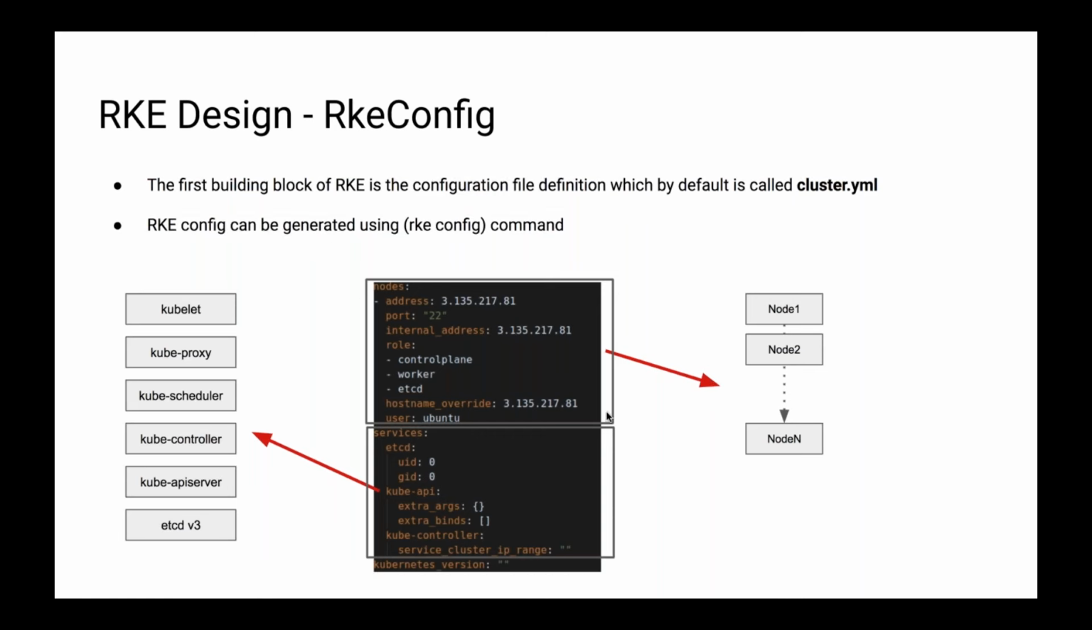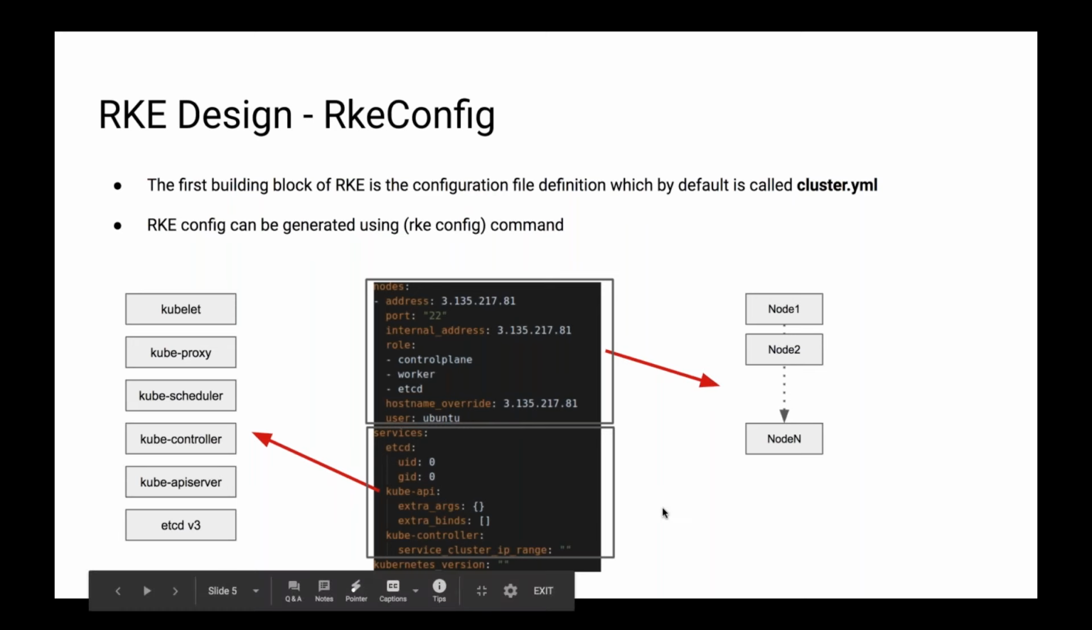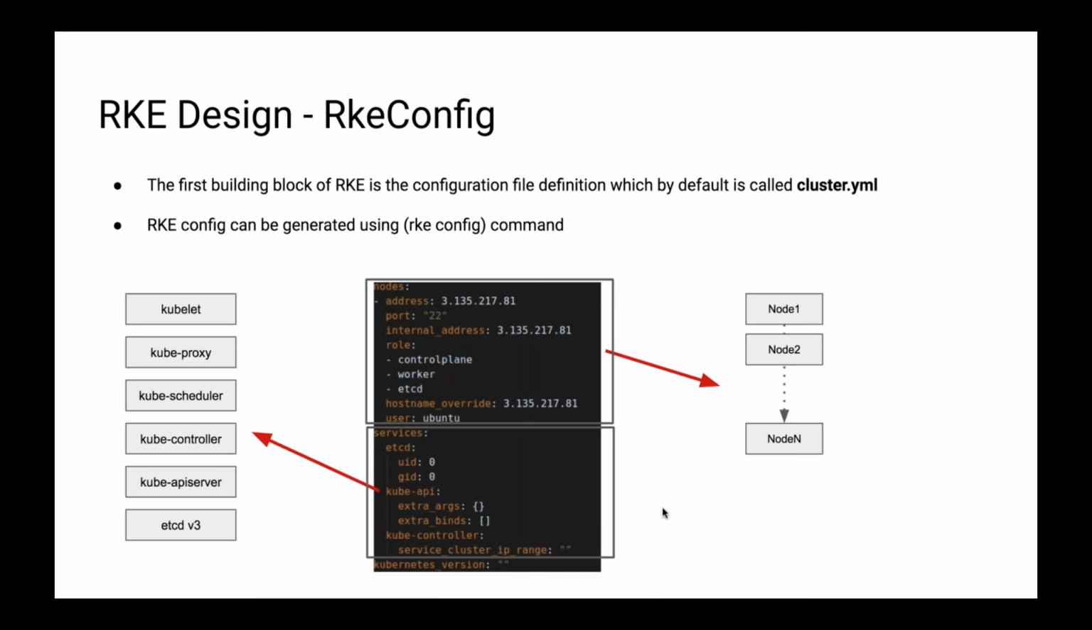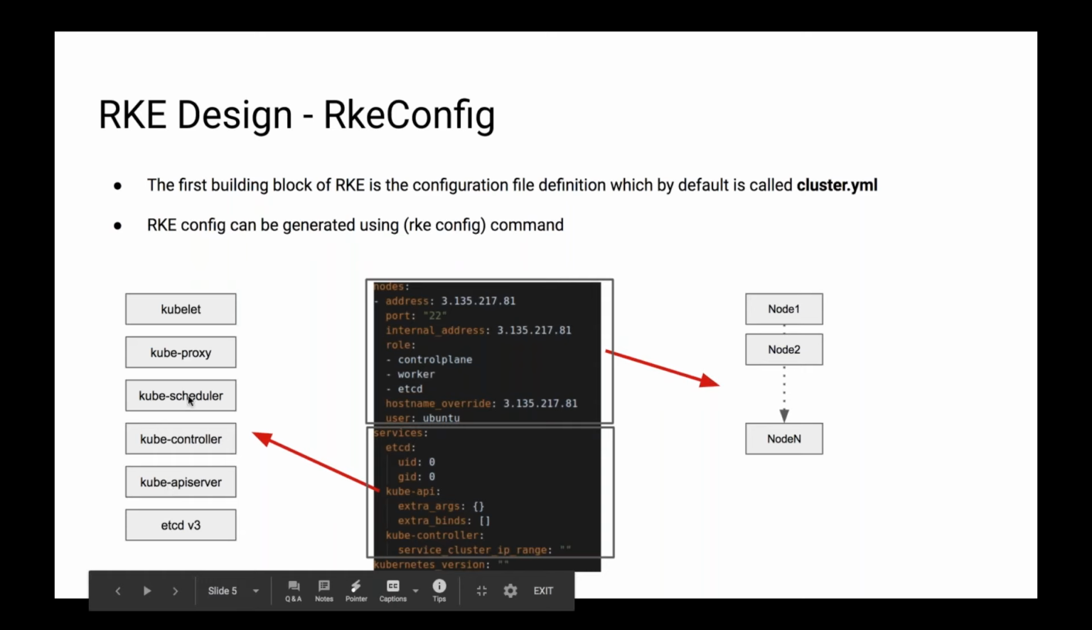For example, the first block is nodes, and we saw that it's a list of nodes that Kubernetes will be installed on. The second block is services, which explains how the Kubernetes components will be installed in your cluster. This includes information about different Kubernetes components, including kube-apiserver, etcd, controller, scheduler, kubelet, kubeproxy, and so on.